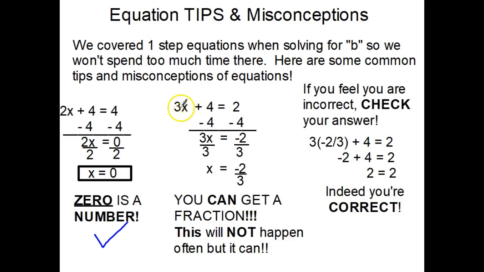So when I do 3x plus 4 is equal to 2, this two-step equation, I subtract 4 from both sides. They cancel out. And I get 3x is equal to negative 2 because 2 minus 4 is negative 2. Divide both sides by 3. And I get x is equal to negative 2 over 3.